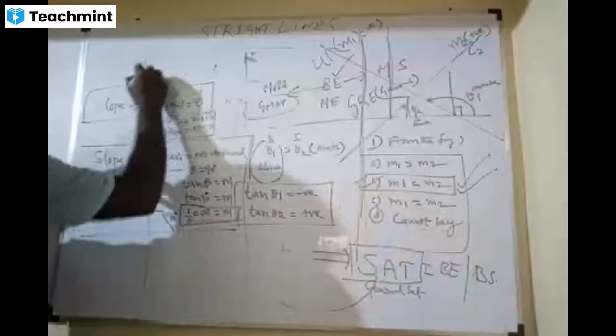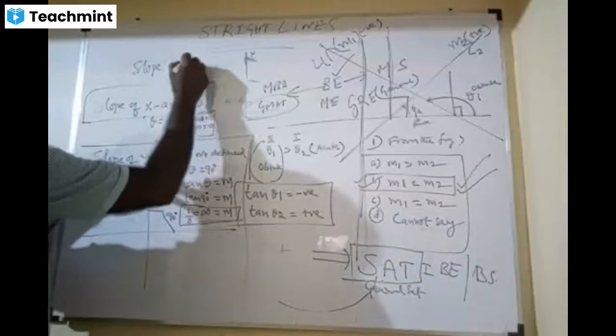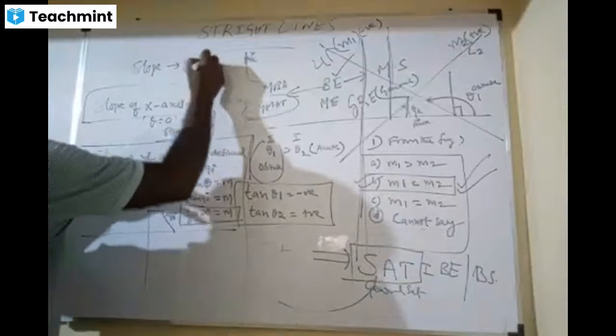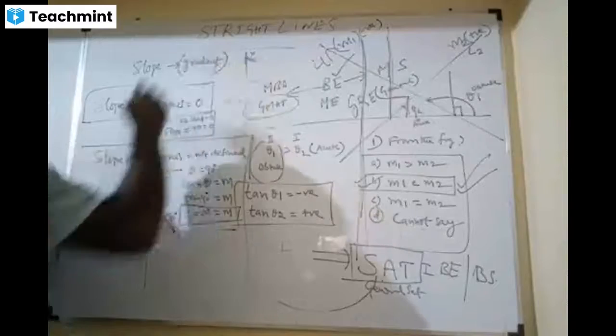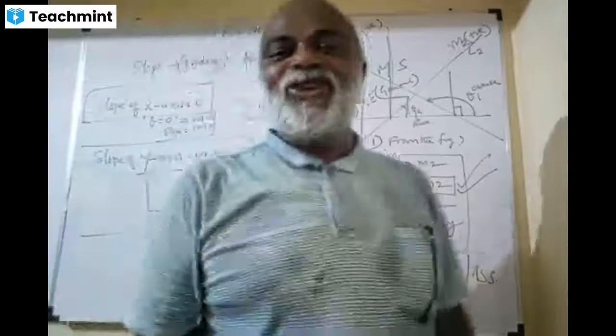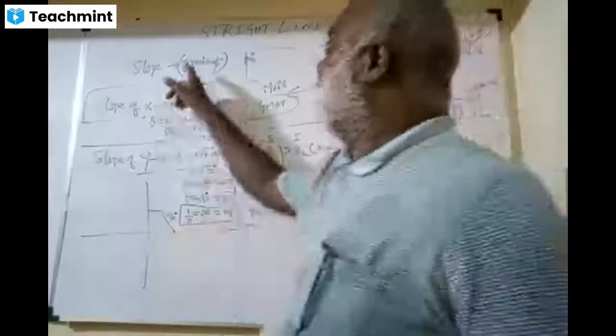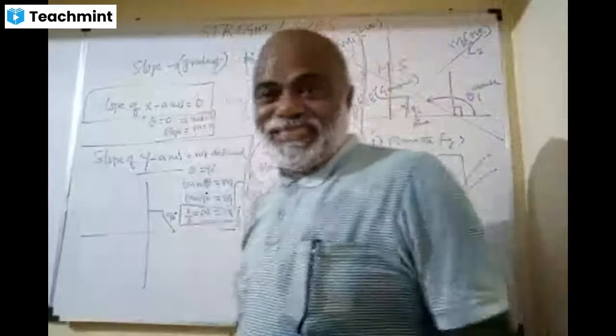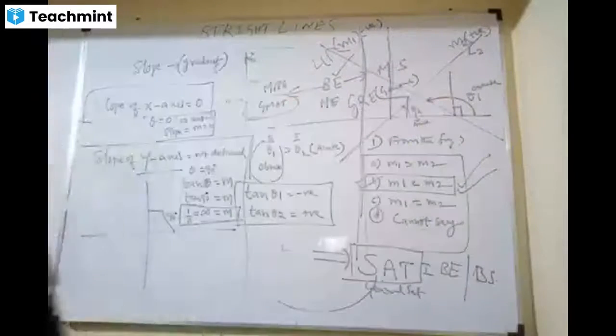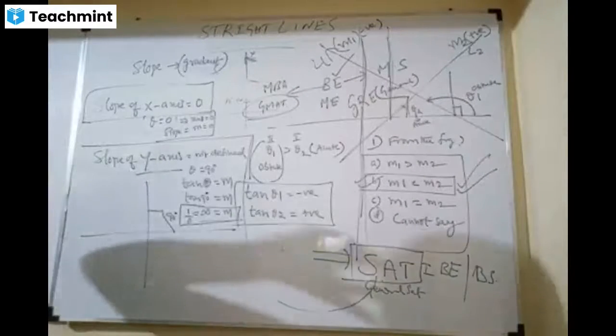And one more word I forgot: slope is also called as, anybody? Slope of a line is also called as, one more word for slope? Gradient. Gradient of a line.